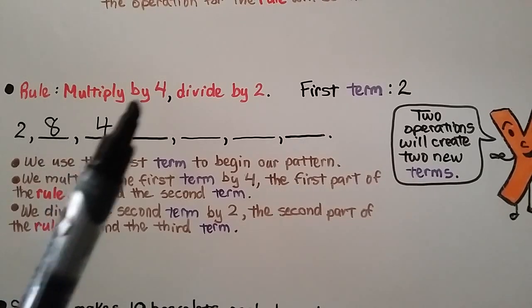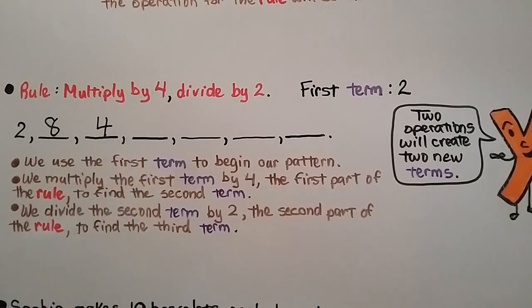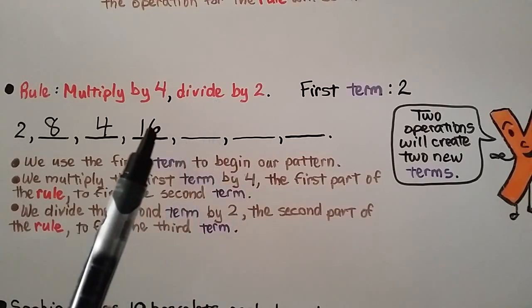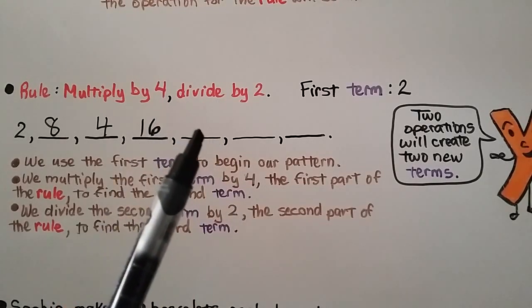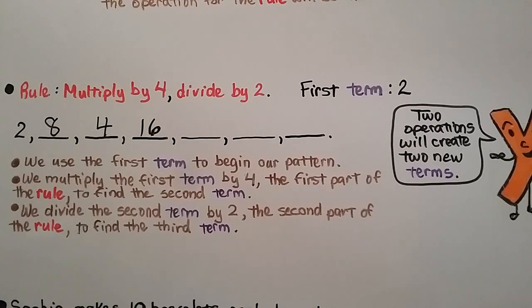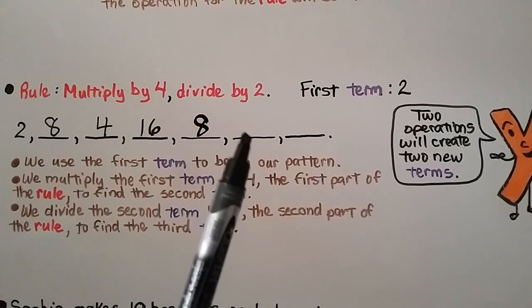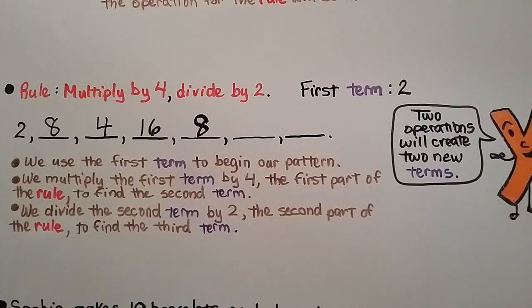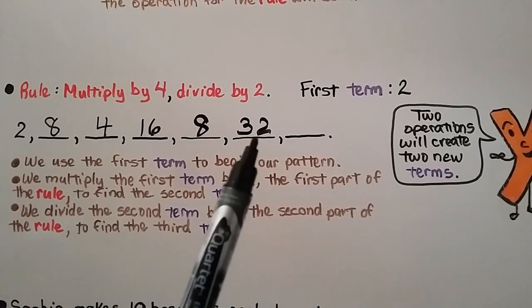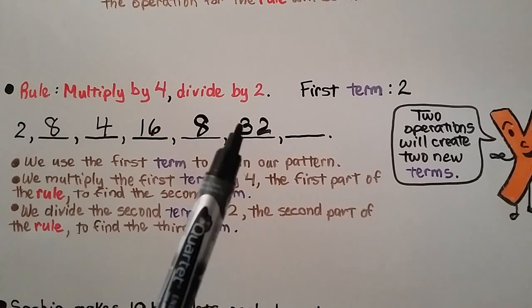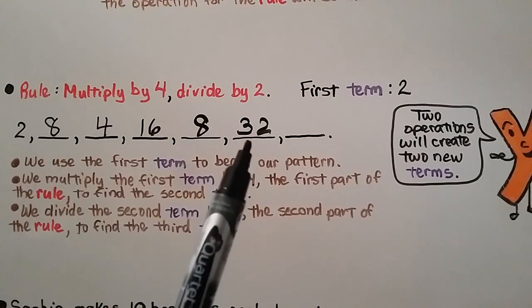Now we have 4. We need to multiply by 4. That's equal to 16. We go to the second part of the rule, divide by 2. 16 divided by 2 is 8. That term is 8. We go back to the first part of the rule, multiply by 4. 8 times 4 would be this term. That's 32. Now we're at 32. We divide it by 2. 32 divided by 2 is 16.